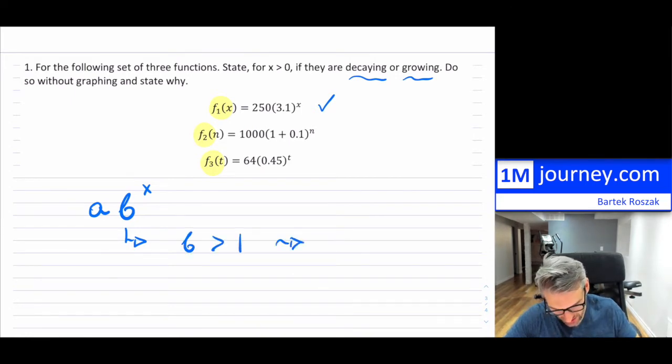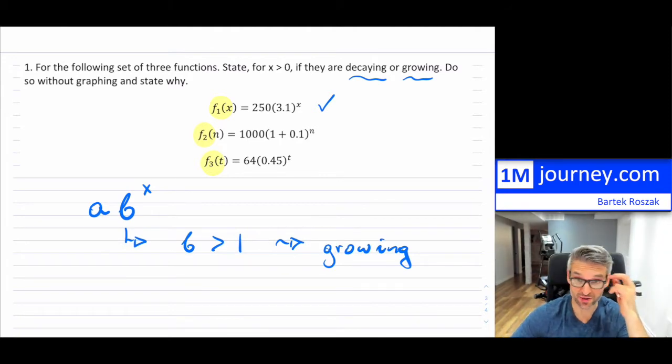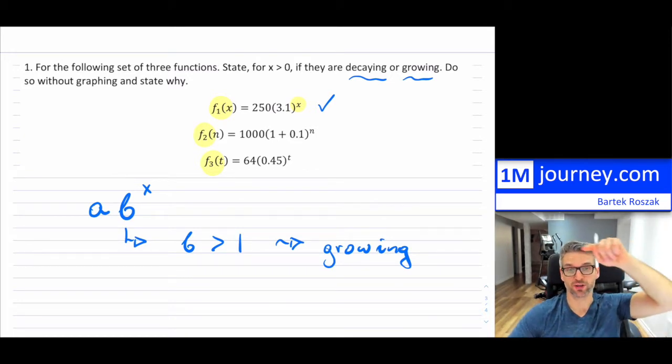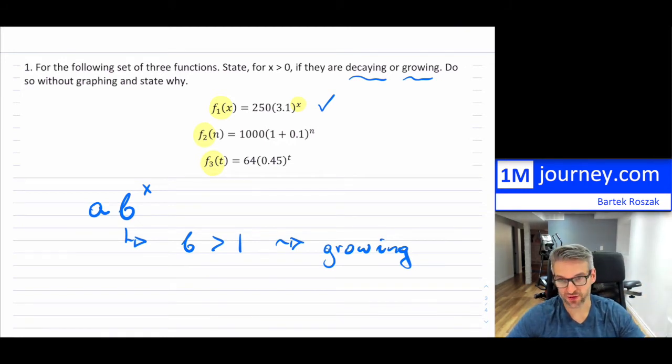Now, these functions are actually growing in the case that your exponent, and in this case our exponent here is just x, and so these functions are going to blow up on us. They're going to be exponential growth functions if that's the case. So for f1, this one right here is going to be an exponential growth because the base, which is 3.1, is bigger than 1.